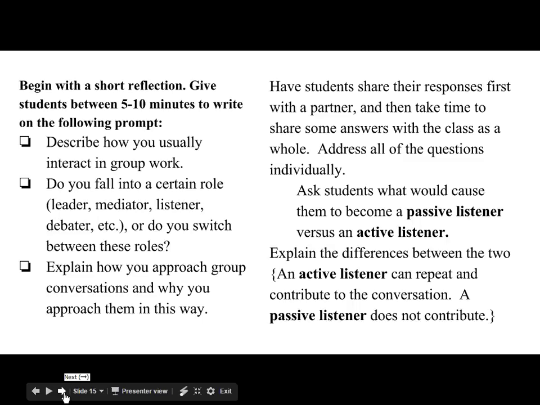There's a difference between passive listening and active listening. Can anybody tell me some body language, or what would it look like if somebody was a passive listener? Raise your hand. Yeah. Like looking off in the distance, not making eye contact, and just spacing out. Okay. What else?